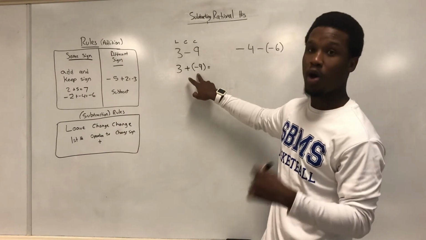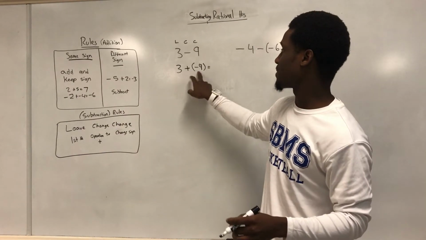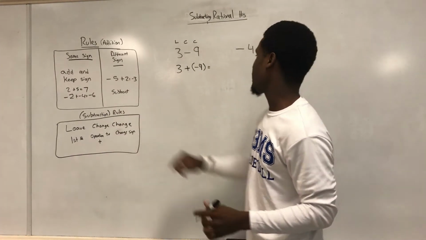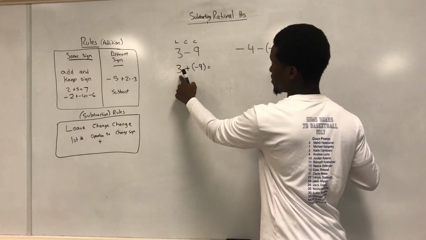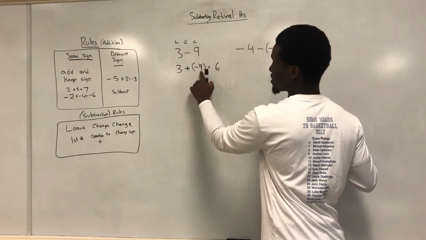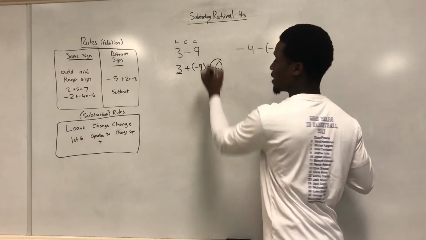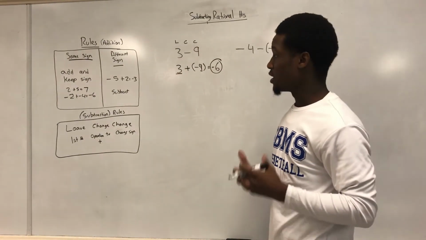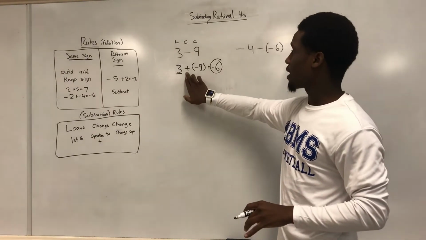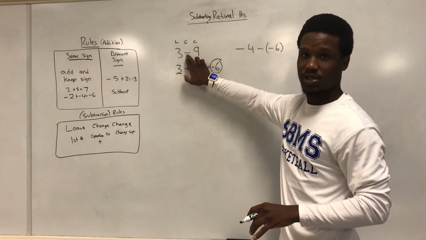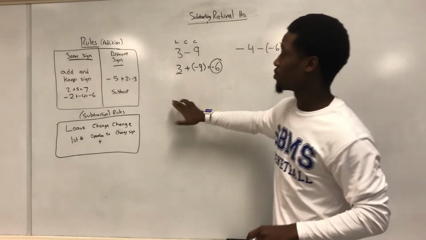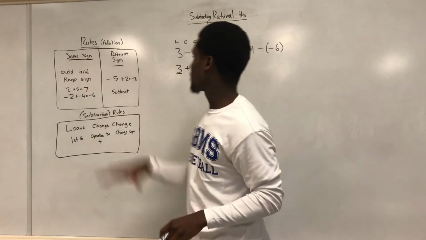Are signs the same or are they different? In this case, my signs are different, so I have to subtract. So 9 minus 3 is going to be equal to 6. Since 9 has a higher absolute value than 3, my answer will be negative 6 in this situation. So as you can see, we're trying to turn every subtraction sign into an addition sign so we can follow these addition rules over here.